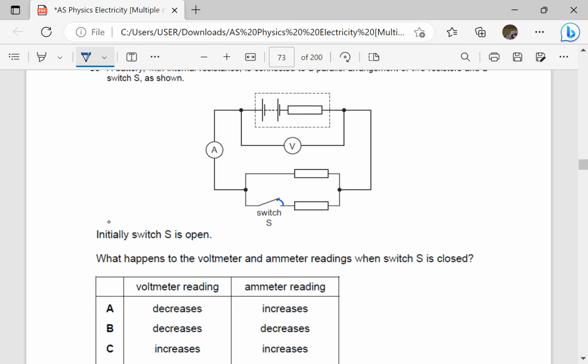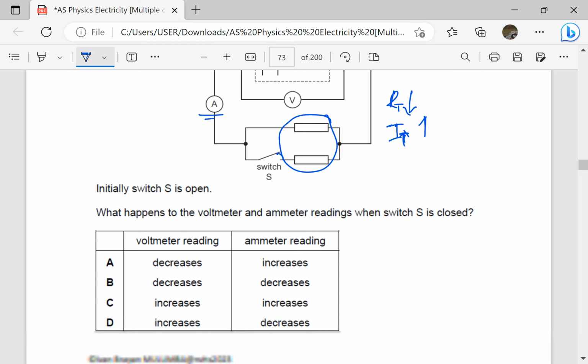When it is closed, the total resistance becomes smaller, which means resistance in the circuit is going to decrease. If resistance in the circuit decreases, the current in the circuit increases. Total current in the circuit increases. That means the reading of the ammeter must increase. So we start with the ammeter reading, it must increase. So this one is wrong, that is wrong. We eliminate B and D.